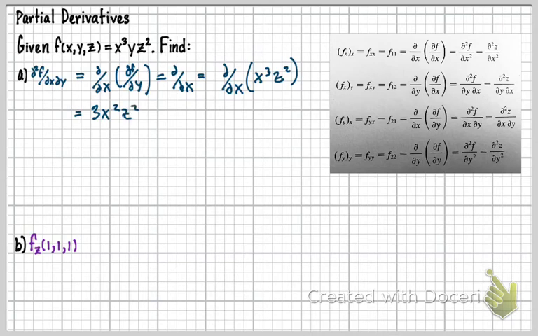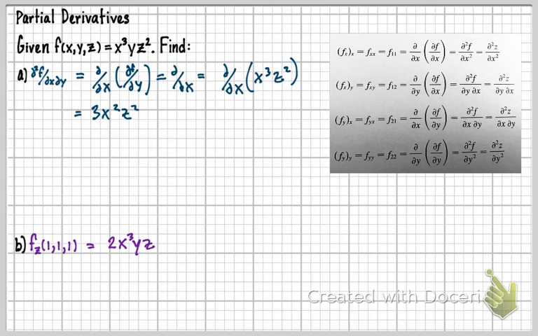Now for the one down below here, this is a different notation that we're using here. And that's the other notation that I said was equal to this here. So this is going to be fz. So I'm going to take this function here with respect to z. So with respect to z, that's going to be 2x cubed y z to the first. And again, y is my constant because it's with respect to z. So that's my answer for this so far.